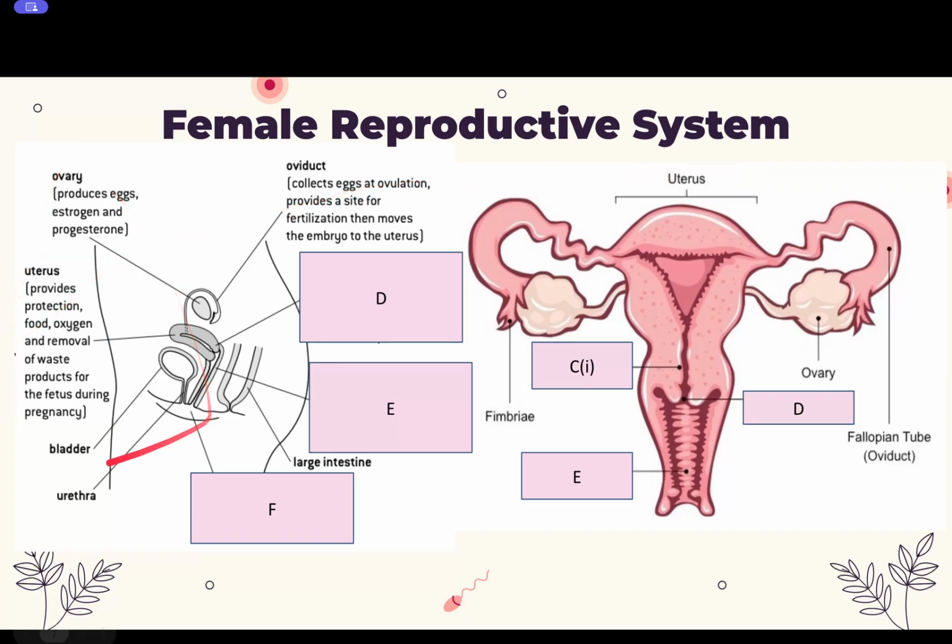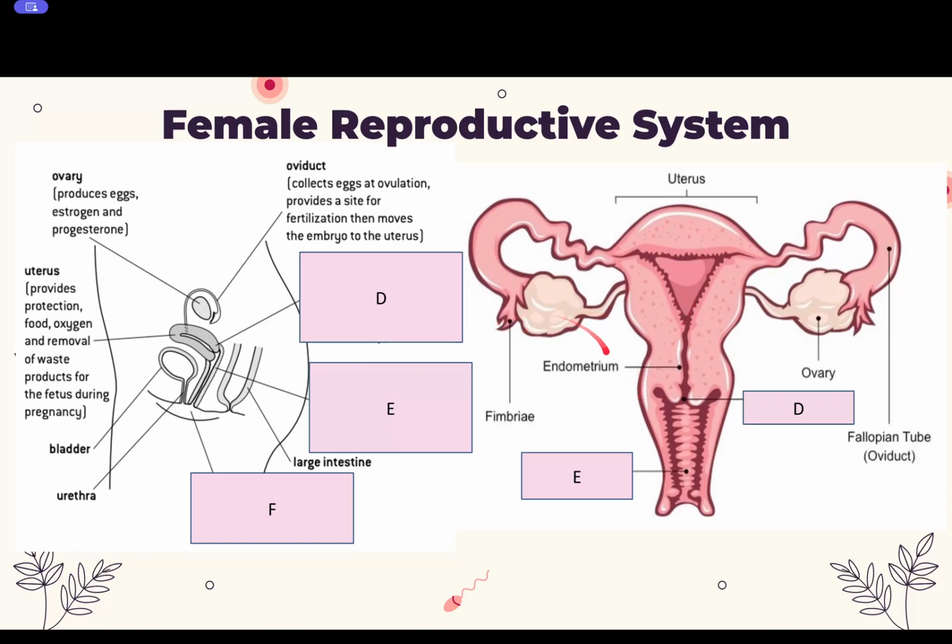C is the uterus. So this is the uterus here, and this entire structure is the uterus. Basically the uterus will provide protection, food, oxygen, and the removal of waste for the fetus during pregnancy. So this is where the embryo will implant after it's been fertilized over here. It'll make its way down and then implant here.